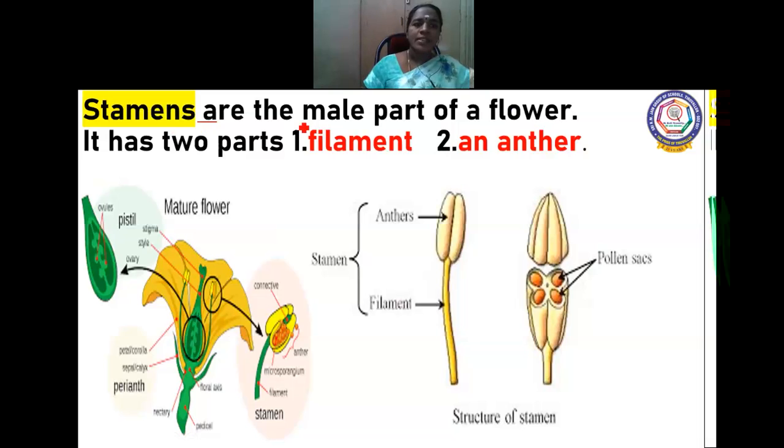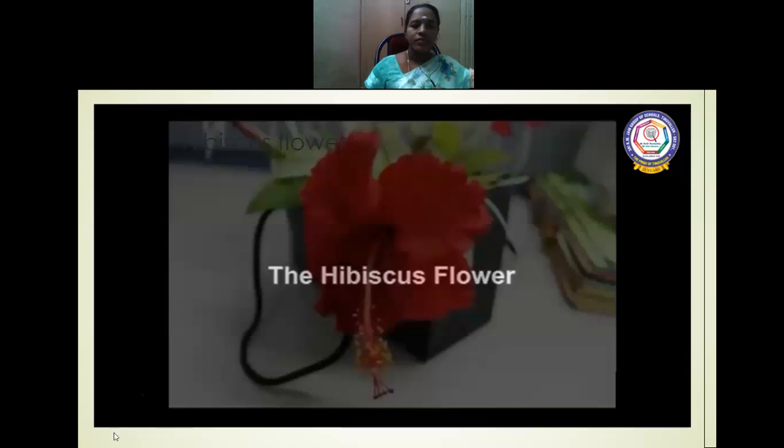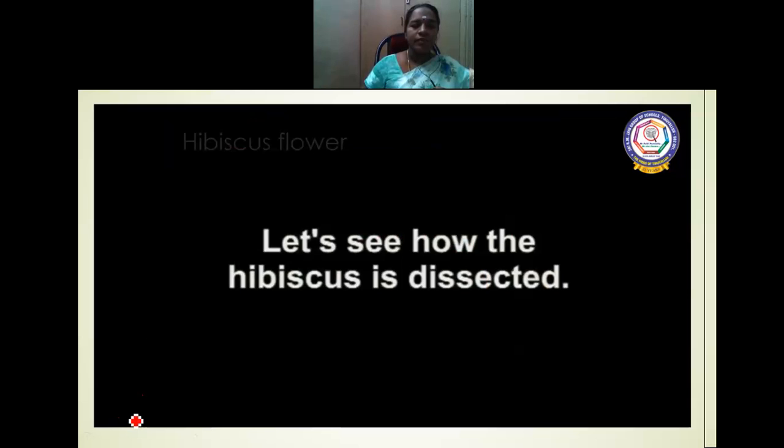Let me see about the male part of the flower. Stamen, the male part of the flower, has two parts, filament and anther. The topmost part is known as anther, and this tube-like structure is known as filament, and this part is the male part. Let me see a small video about hibiscus.